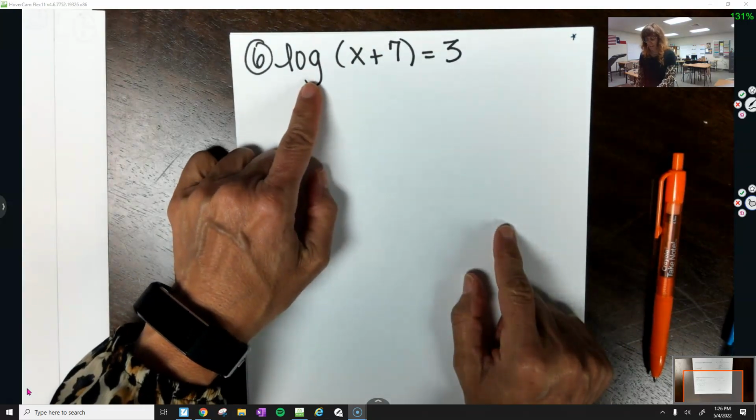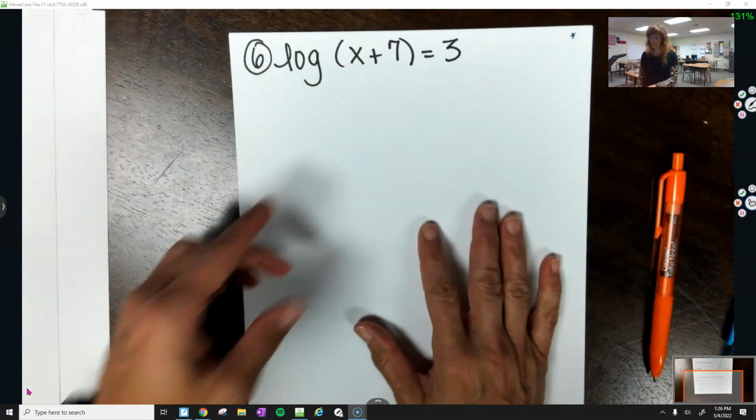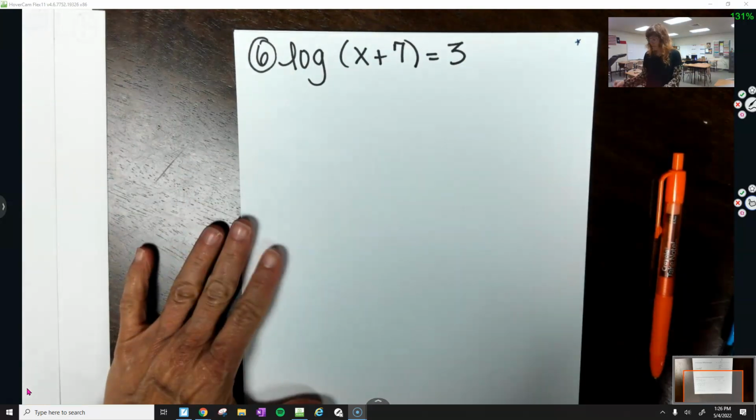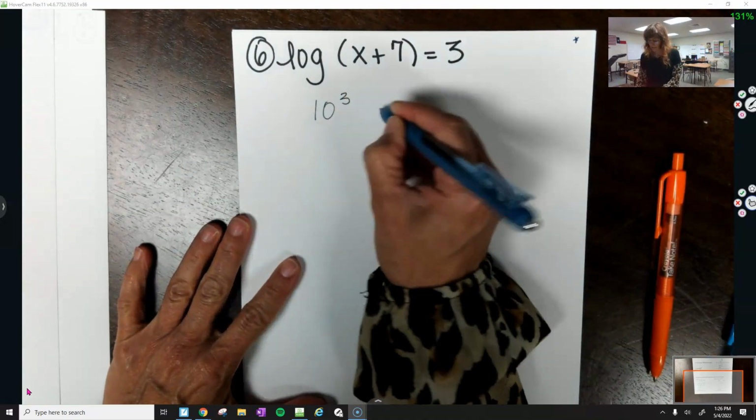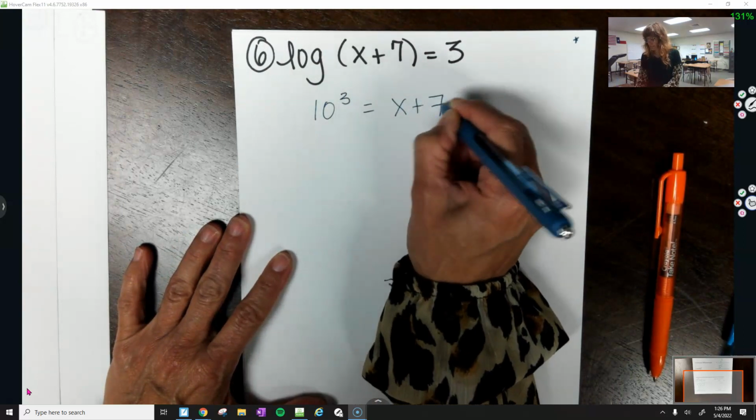For this right here, this is log base 10. Remember, it's not written. So we have 10 to the third equals x plus 7.